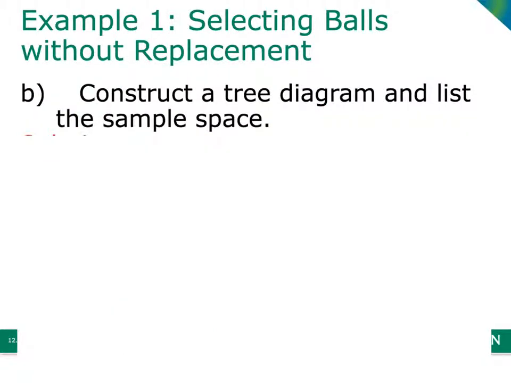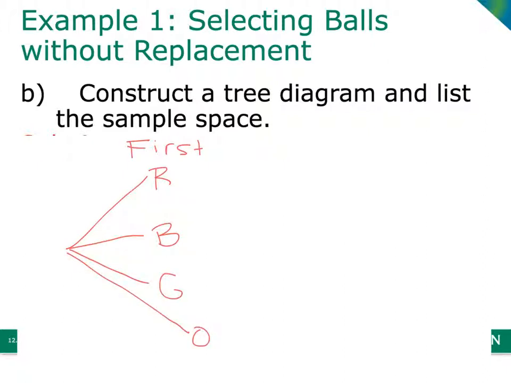Question B. Construct a tree diagram and list the sample space. The first thing you have to do is figure out what is going to occur on your first selection. When you first pull from the bag, you could draw a red ball, a blue, a green, or an orange. So there's 4 possible outcomes. Then you have to worry about what happens on the second draw.